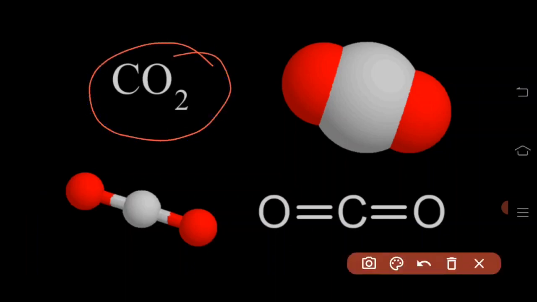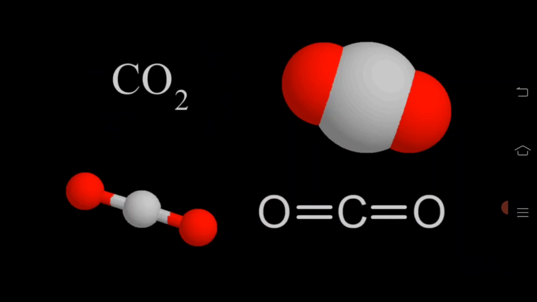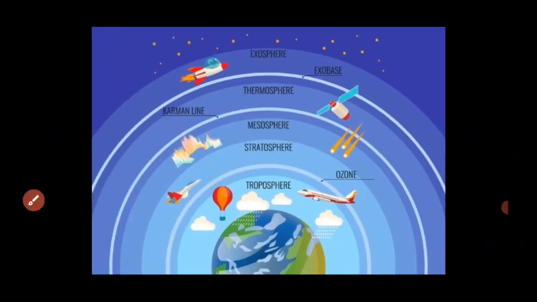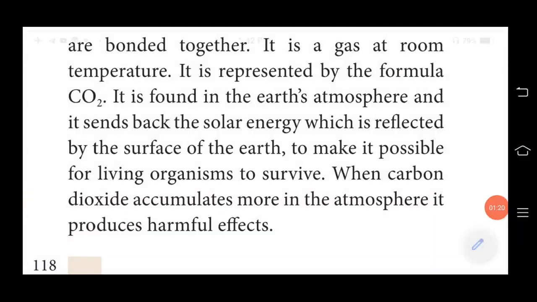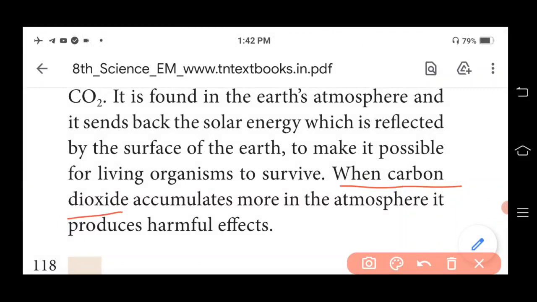It is represented by the formula CO2, and it is found in the Earth's atmosphere. It sends back the solar energy which is reflected by the surface of the Earth, and makes it possible for living organisms to survive. When carbon dioxide accumulates more in the atmosphere, it produces harmful effects.